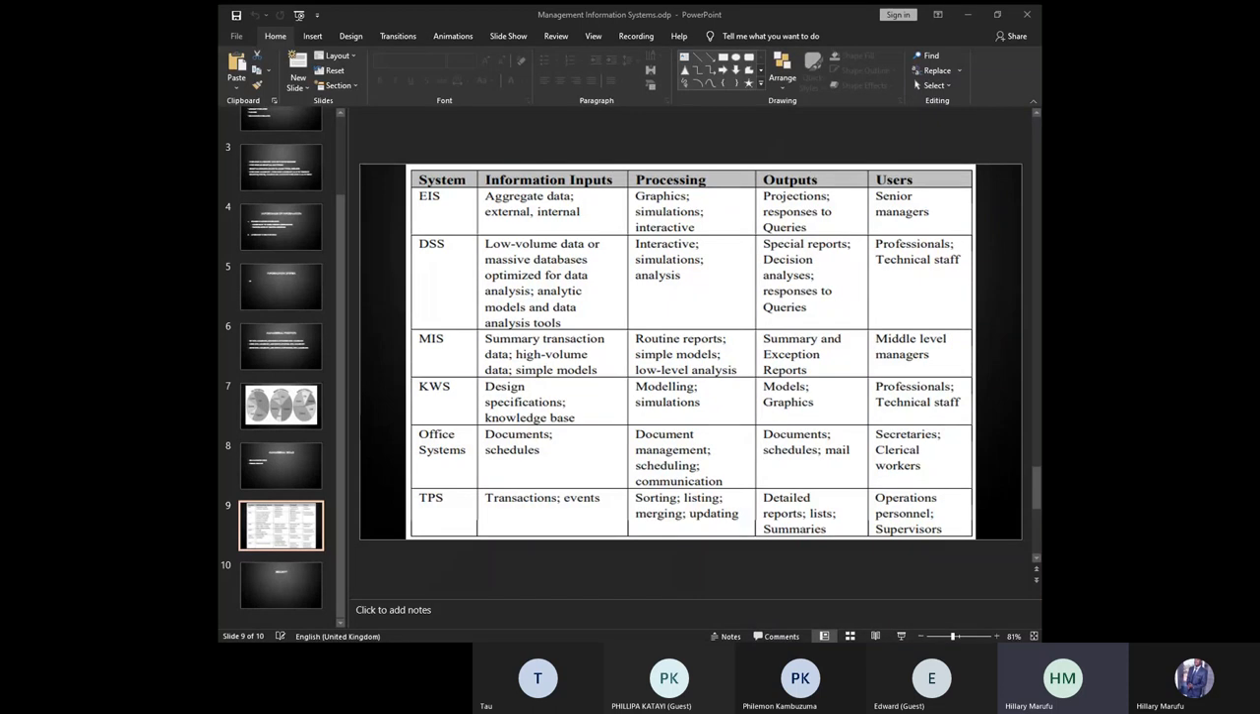So basically, an executive information system is an information system that aggregates internal data and processes using graphics and simulations to give an output, which is a response to queries, prepared for senior management, your directors, your CEOs, your CTOs.